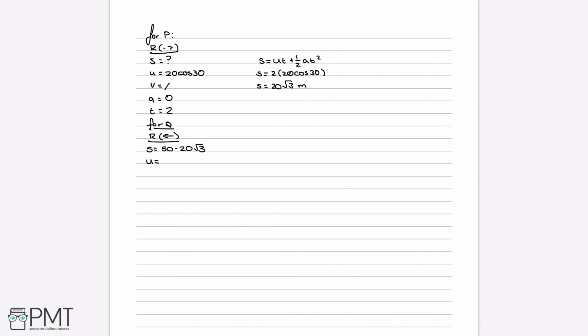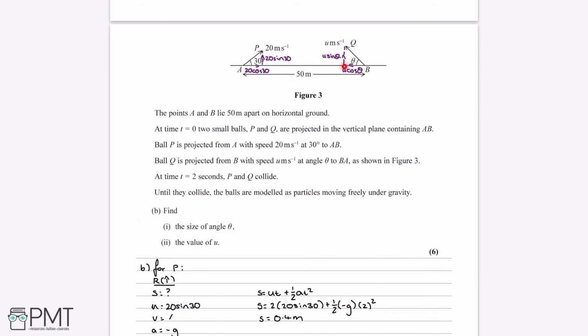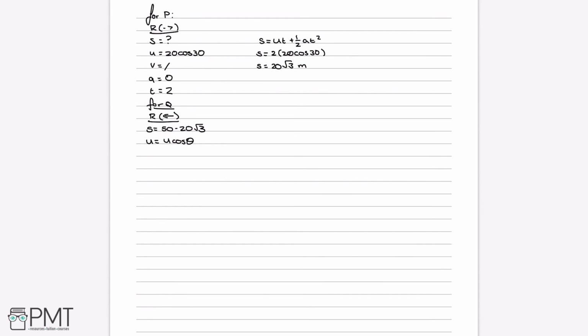And now u is equal to u cos theta, and we can see that if we go back to our diagram, the horizontal component of the velocity is u cos theta. And now v is unknown again. a is 0 as it was for P, again because this is horizontal motion, and t is 2 because we want to find the velocity at the point of collision, or rather we're using the displacement from the point of collision.